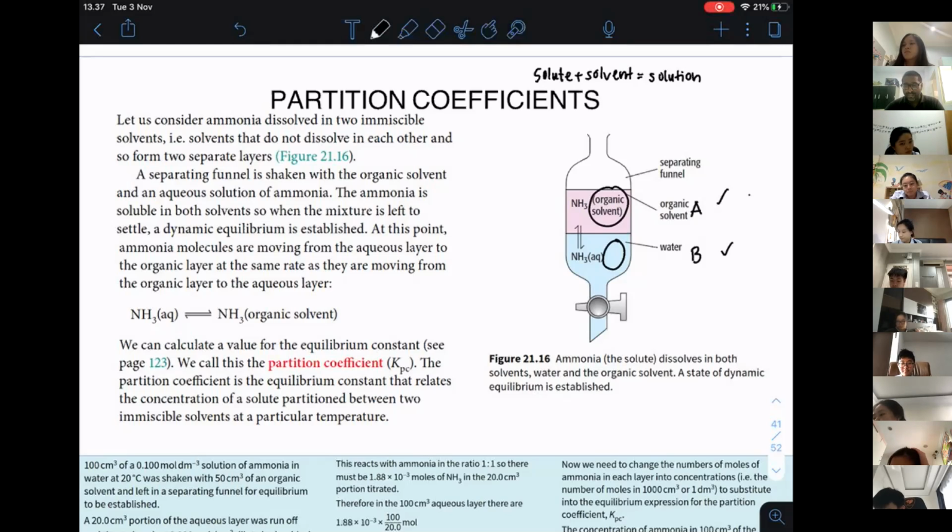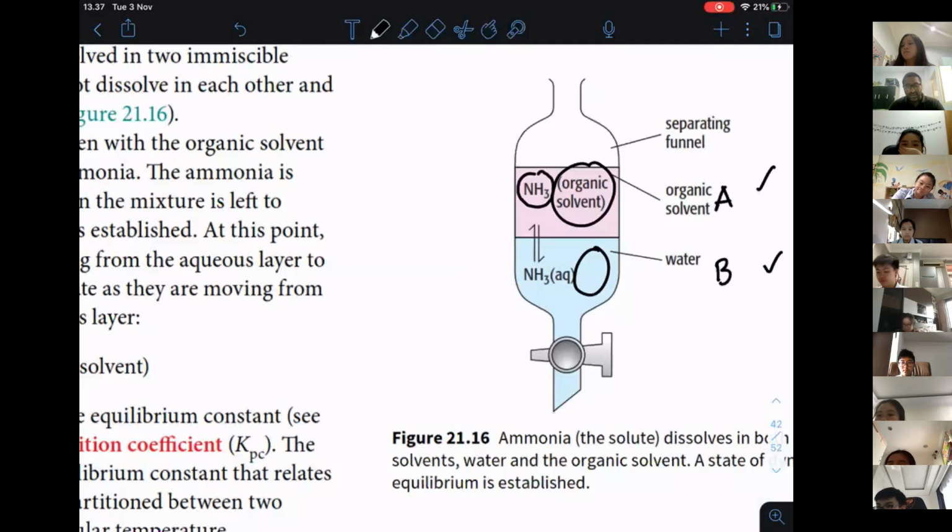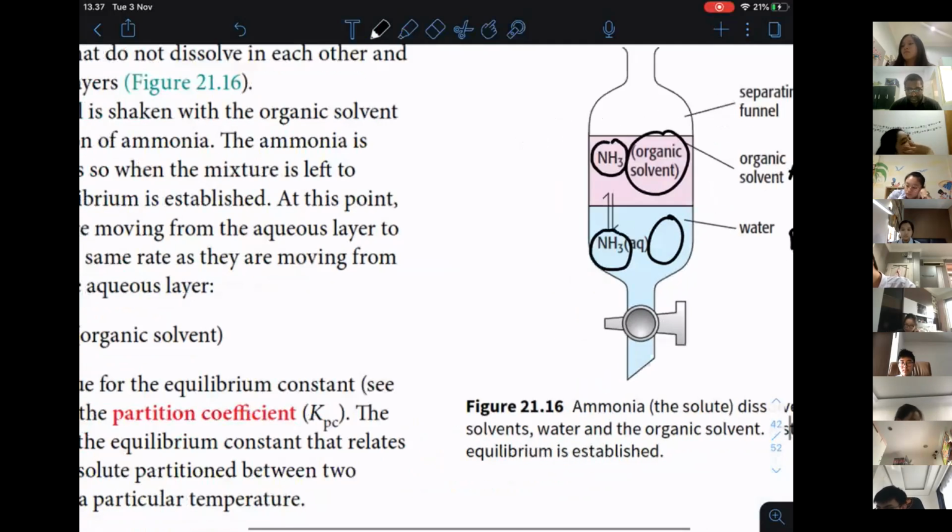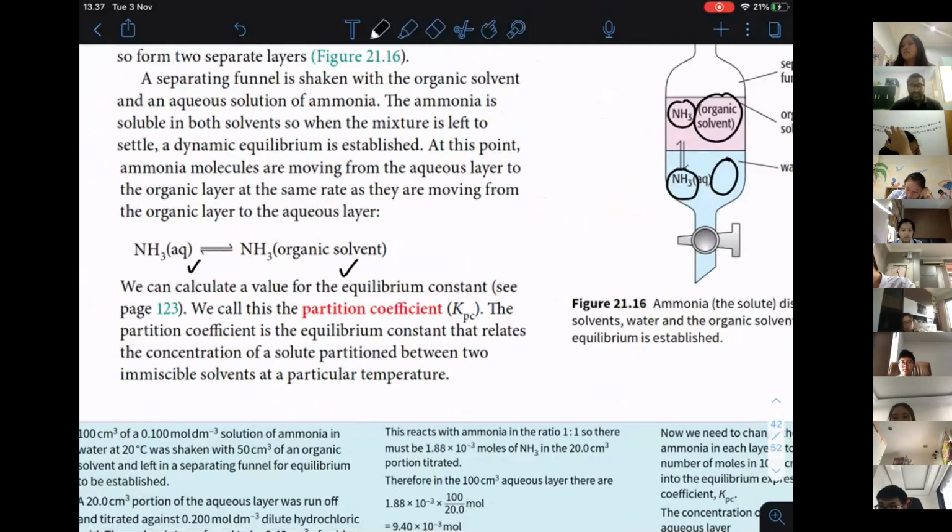Once they dissolve, because there are two immiscible solvents, the solution they form will be in equilibrium with each other. For example, if you are using ammonia, and ammonia dissolves in organic solvent and also in water, they form an equilibrium that you can represent using this equation: an equilibrium between ammonia in aqueous and ammonia in organic solvent.